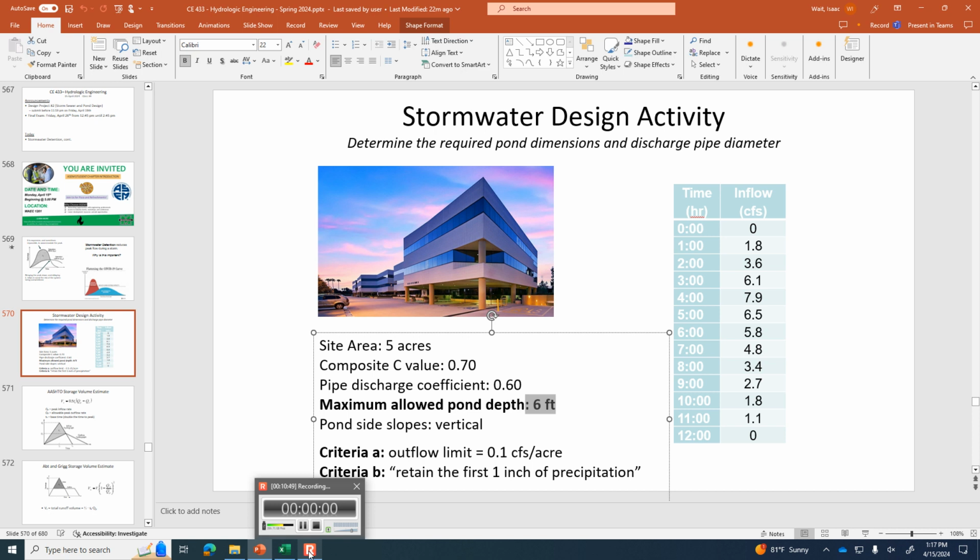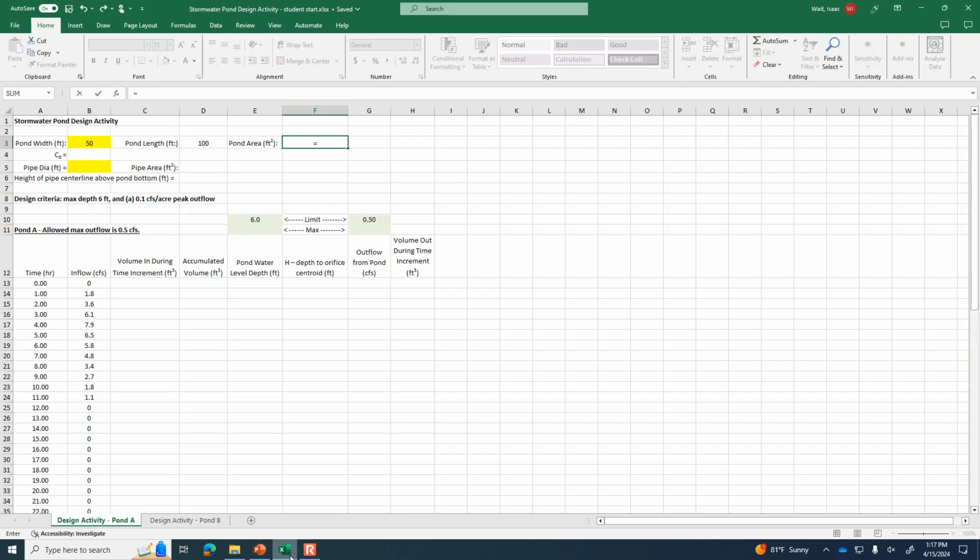Sometimes the shape of the pond has to follow some constraint, like the width is the same as the length, or maybe the length is double the width. Let's make it that way. I've already done 50 and 100, but let's set it up as the width times 2. So now it's going to be twice as long as it is wide. Okay, so the area is width times length.